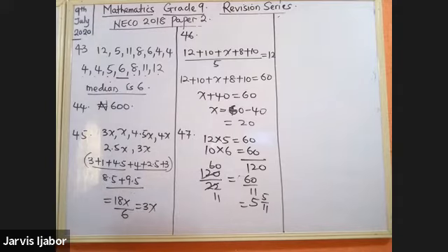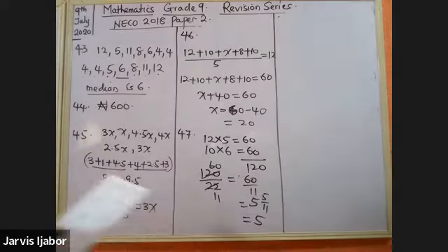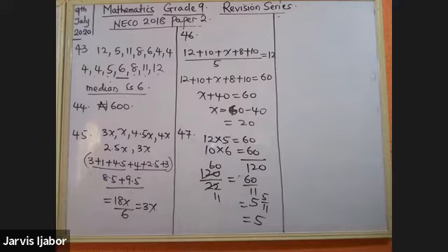5 whole number, 5 over 11, which will be approximately 5, I think. Because 5 is 11, there will be 4. So 11 into 50 will be 4. So the approximate value will be 5. So let's go to 48.